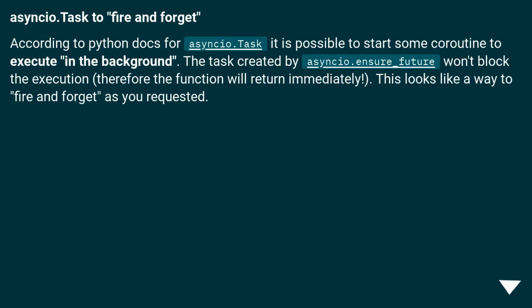Asyncio.task to fire and forget. According to Python docs for asyncio.task, it is possible to start some coroutine to execute in the background. The task created by asyncio.ensure_future won't block the execution, therefore the function will return immediately. This looks like a way to fire and forget as you requested.